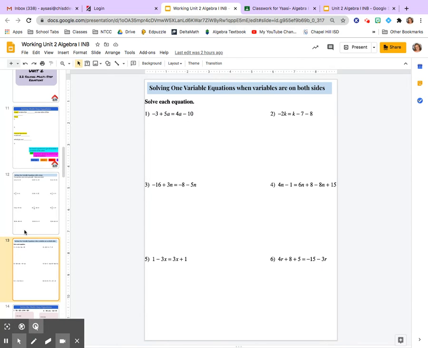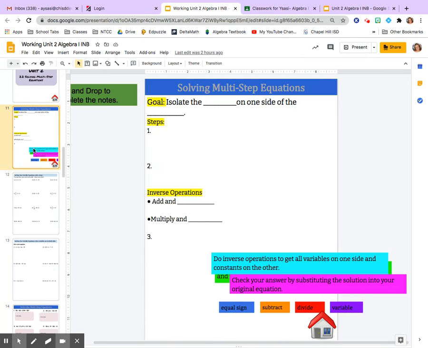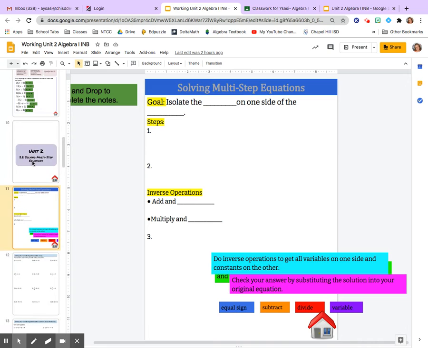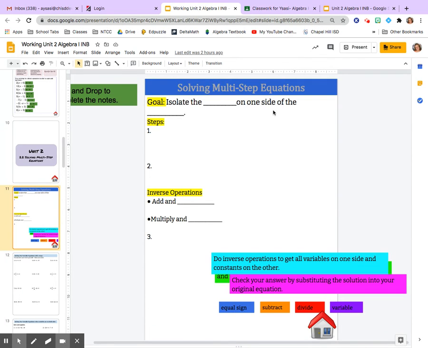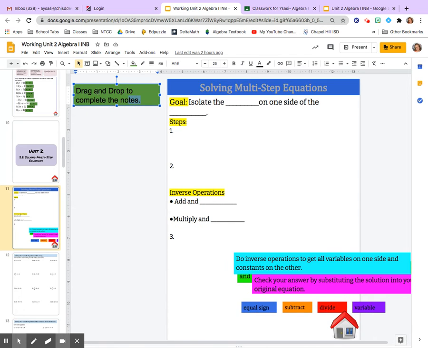Okay, so now that you have slide 12, which has 12 problems, and 13 that has 6 problems, we're going to go to slide 10 real quick. Slide 10 says Unit 2, Solving Multi-Step Equations. Well, we're not going to go into multi-step before we conquer 2-step. Okay, so that's why we added these extra slides in, because we need a little extra practice. So here are the instructions. So it says drag and drop to complete the notes.